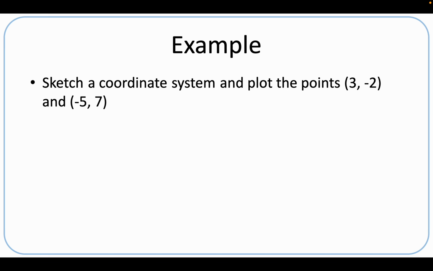All right, next we want to sketch a coordinate system and plot these points, 3, -2, and -5, 7. When we're doing just a sketch, we don't need graph paper or anything. We can just put it on our sheet of paper, and we don't even have to label each one of these tick marks. Our first coordinate is 3, -2. So we can just make 1, 2, 3 tick marks, and then we're going -2. So we'll say -1, -2, and plot our point right there. And then we can label it 3, -2.